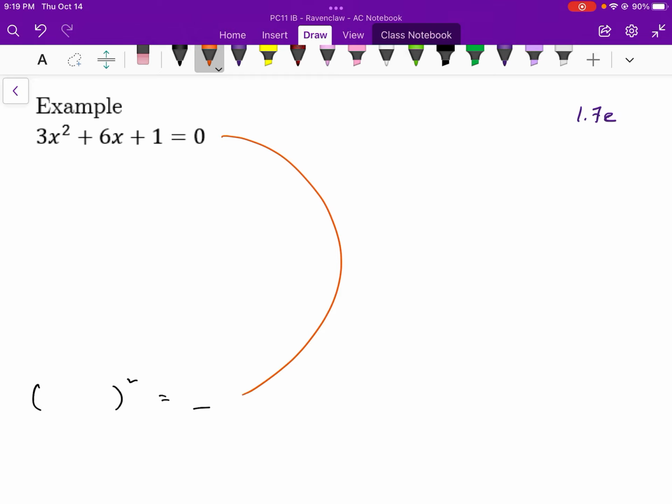Recall what we're going to do, though. Our final goal, or a great intermediate step, is to create a perfect square factor on one side and a constant on the other. We do this by completing the square. So we need to remember the rules of completing the square. That is, we need to make the coefficient in front of the x squared 1, and we need to have the constant over on the other side, variables on one side.